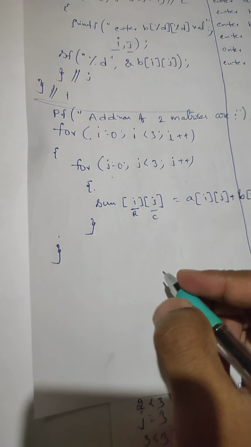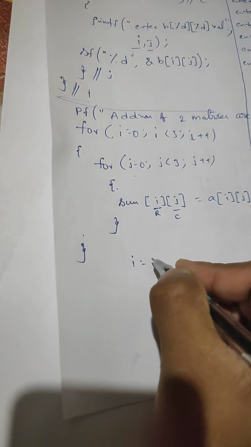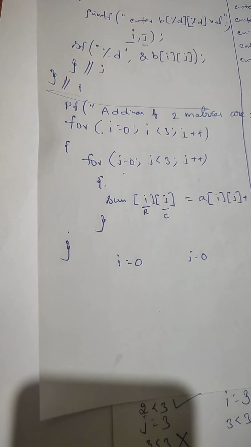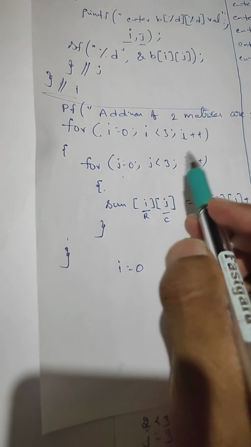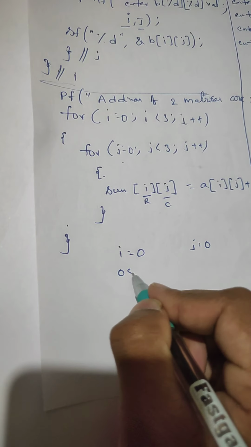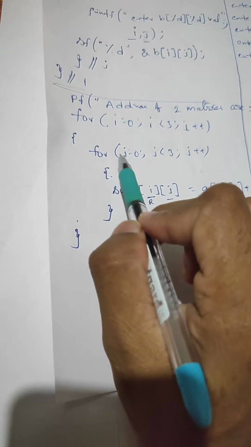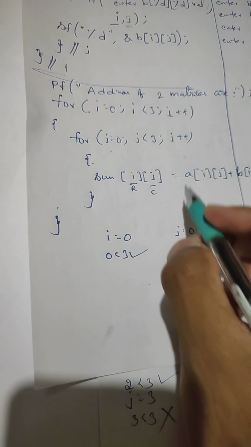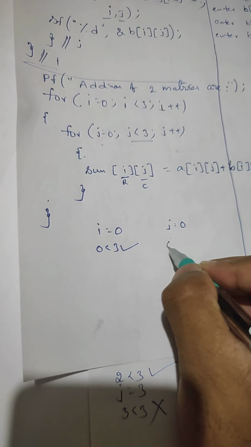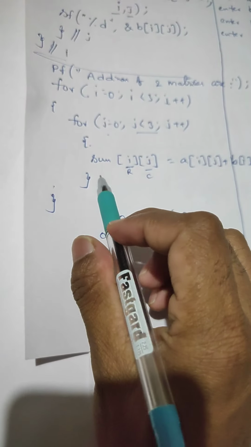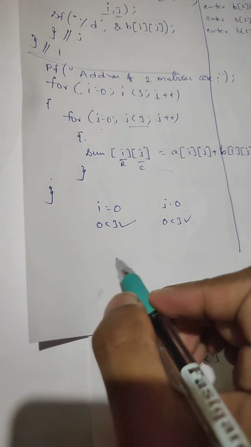Okay, so first, what is the i value? 0, and the j value is also 0. Check the condition. 0 is less than 3, the condition is true, then the controller enters into this j for loop. j value is 0 and j less than 3, again the condition is true, then the controller enters into this sum statement.